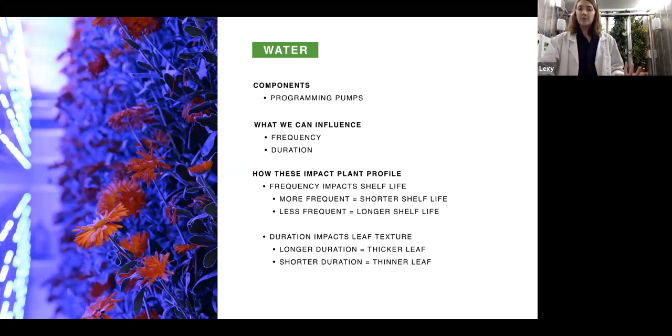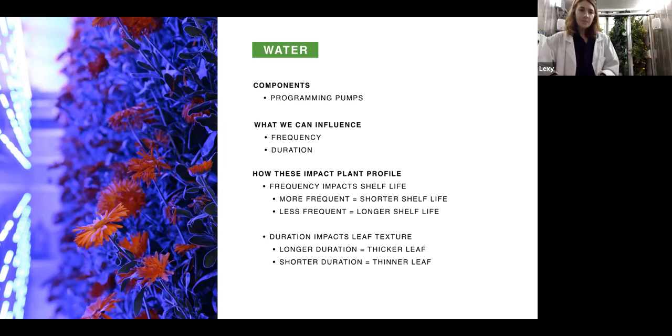And then additionally, in terms of water duration, you can control for the thickness and the sturdiness of your produce. If you think about it, a plant that's receiving ample water is going to have sturdy cell walls, is going to be really nice and robust, whereas something that has a shorter duration of time is going to be a little bit thinner, a little bit more tender. So we can change the texture of the plants that we are consuming by changing its water cycles.